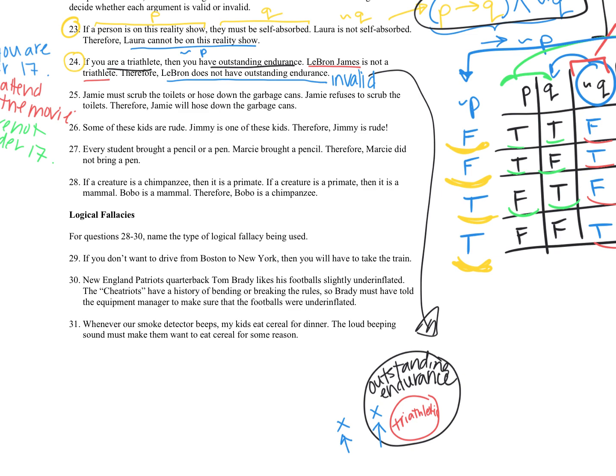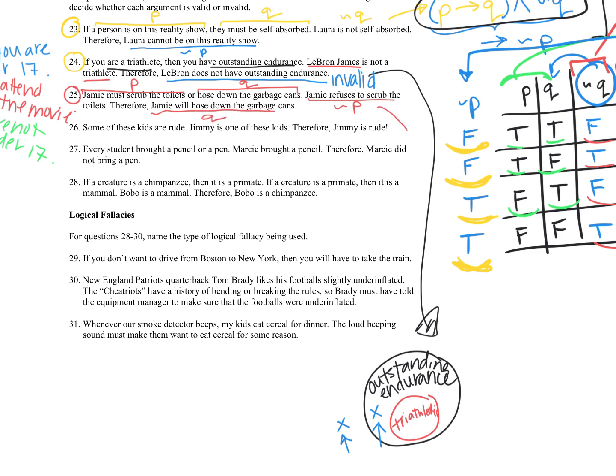Let's look at 25. It says Jamie must scrub the toilets or hose down the garbage cans. Jamie refuses to scrub the toilets, therefore Jamie will hose down the garbage cans. So let's rewrite this. I'm going to use the truth tables. Jamie must scrub the toilets, we'll call that P. Hosing down the garbage cans, we'll call that Q. Now she refuses to scrub the toilets, so that's going to be a negation of P. And therefore Jamie will hose down the garbage cans, that's Q.